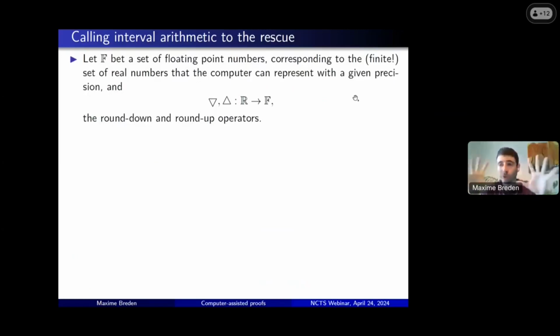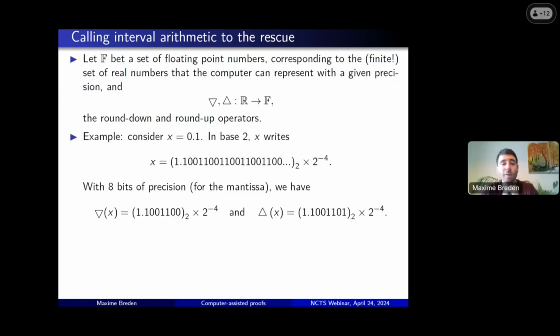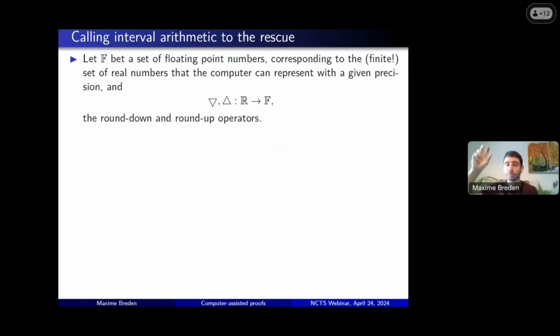The only thing you need to know to understand interval arithmetic is that the computer cannot store any real numbers. It can only deal with finitely many of them. So we will call F the finite set of numbers that the computer can deal with. And there are two operations that the computer can do when it deals with numbers: rounding up and down. Whenever you take a real number, even though the computer may not be able to represent it exactly, it can give you the closest representable number, which is just above or just below it.